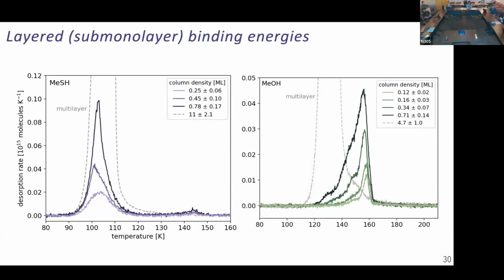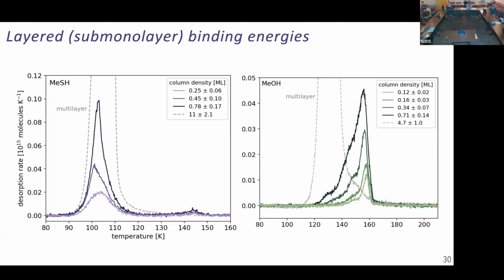And then this is where it gets a little bit interesting. For submonolayer experiments, we have a multi-layered curve for both. Here we have methyl mercaptan, here we have methanol. What we see is that it doesn't matter for the submonolayer experiment for methyl mercaptan whether it's on top of water or not. And for methanol, it basically still hugs that compact water line.